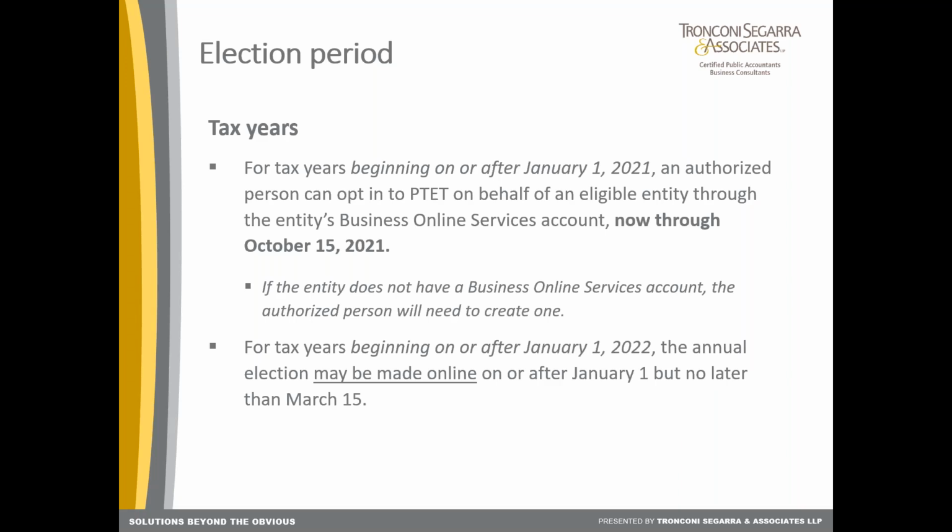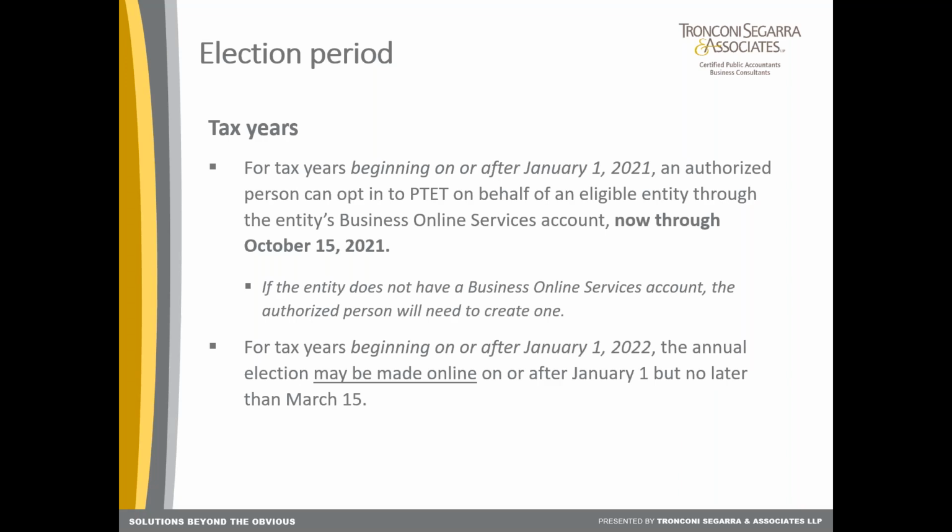Going forward, on a typical year, so after January 1st, 2022, the annual election may be made online after January 1st, but not later than March 15th. So that's an important point. You can't make this decision halfway through the year that you wanted to, in 2022, make your payments for the PTE, pass-through entity tax.